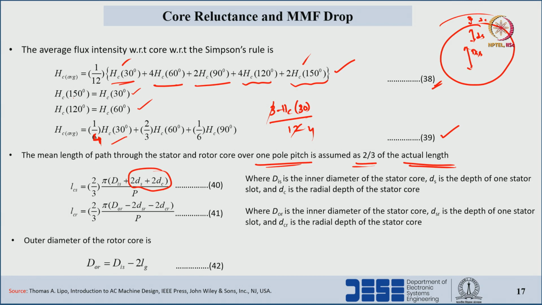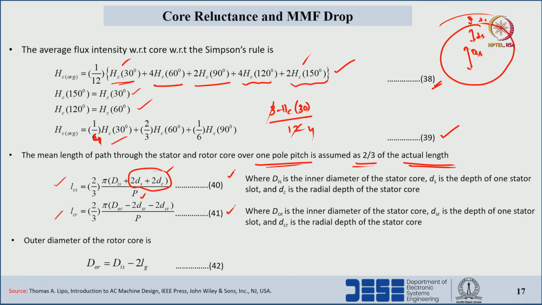Okay. By considering the mean value, we get the length of the stator core equal to 2/3 of pi into (Dis plus 2 into slot depth plus 2 into back iron depth), that is with respect to the stator. And the length of the back iron with respect to the rotor core will be 2/3 of pi into (D naught r, the outer diameter of the rotor, minus 2 into dsr minus 2 into dcr) by p.